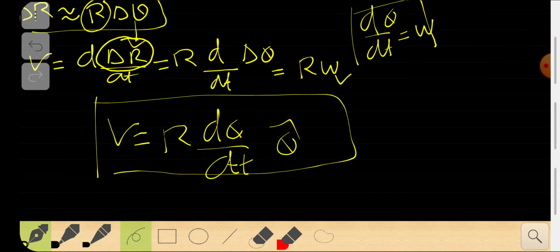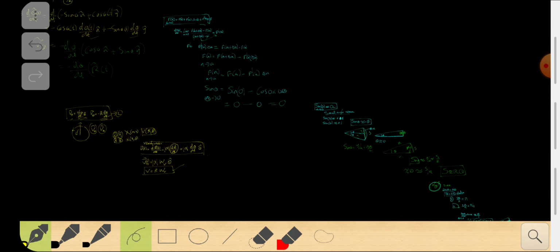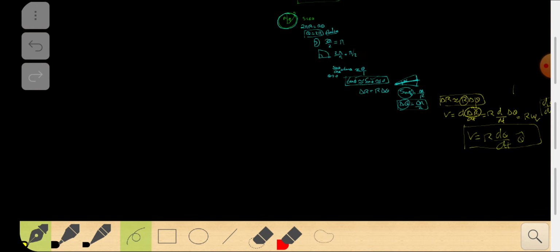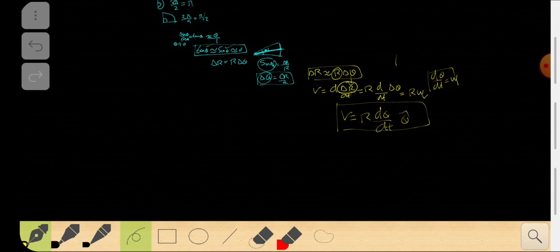So if you look back at equation 3, you can remember that v is equal to r times... if you look back at equation 2 here, we can see that v is equal to r times d theta by dt in the theta cap direction. So if you look back at this equation, you can clearly see that's the same equation here, right? So that's the velocity for you guys.